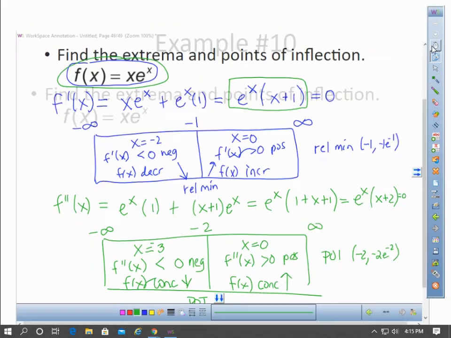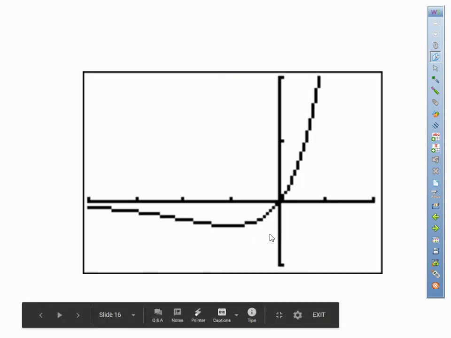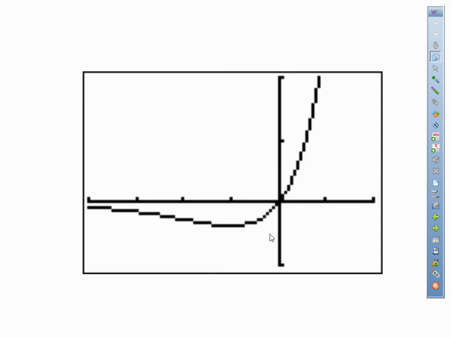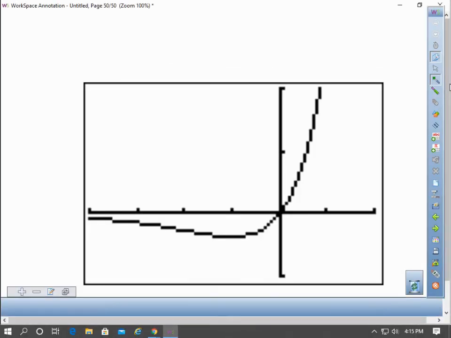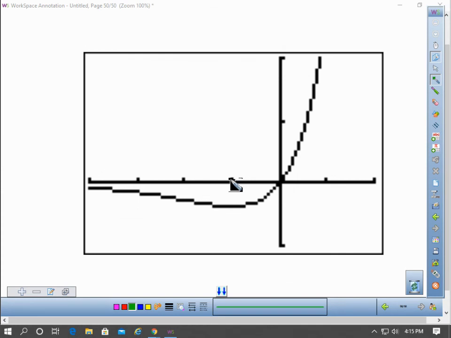All right, so now on this next picture, it actually shows you the graph. So there is the graph of the actual shape, or the function, that I just did. So we found at -1, we had a relative min, and then at -2 was your POI, right? So right here at -1, there's my relative min, and then here at -2, there's my POI.